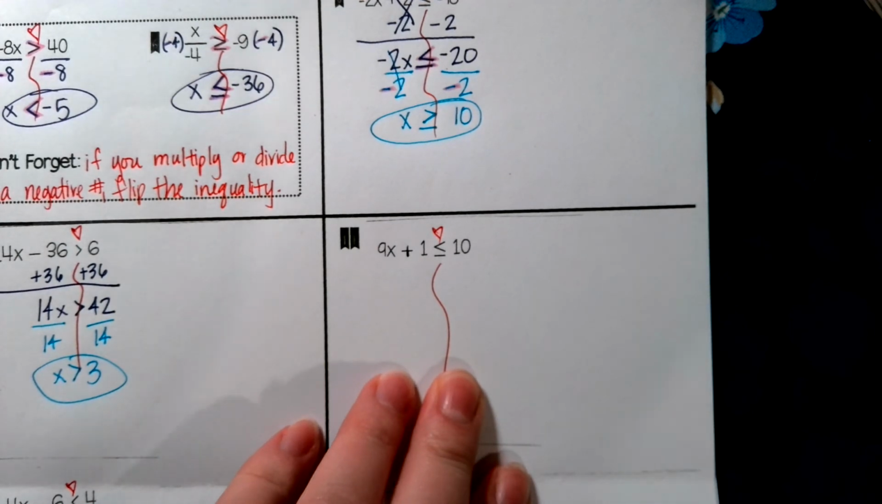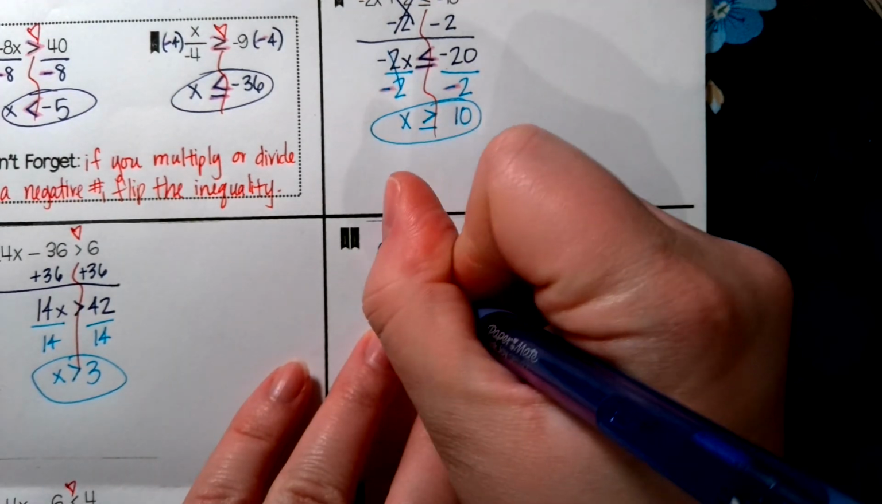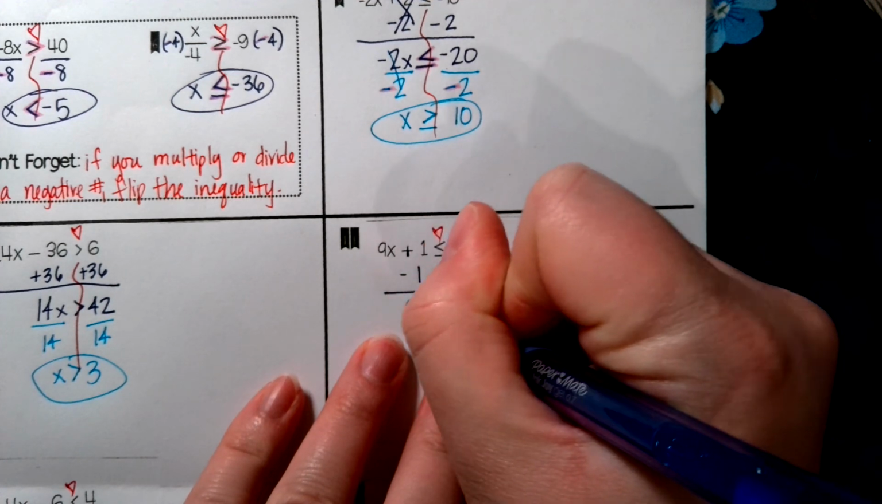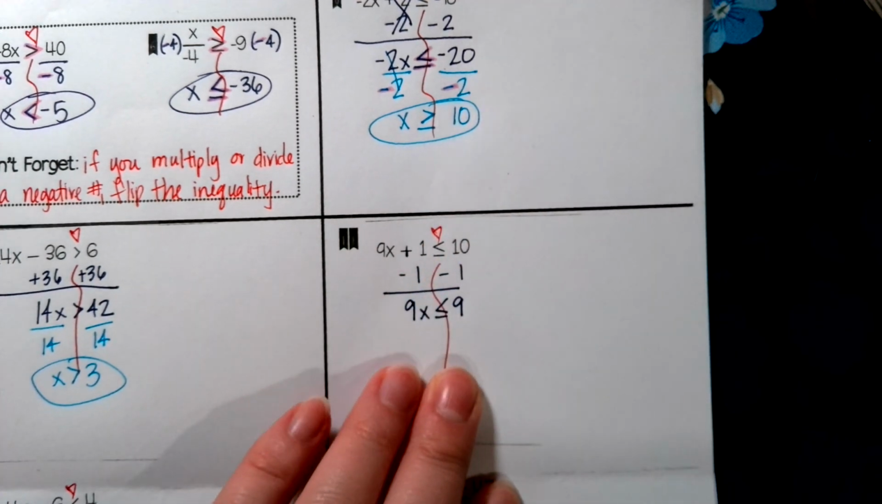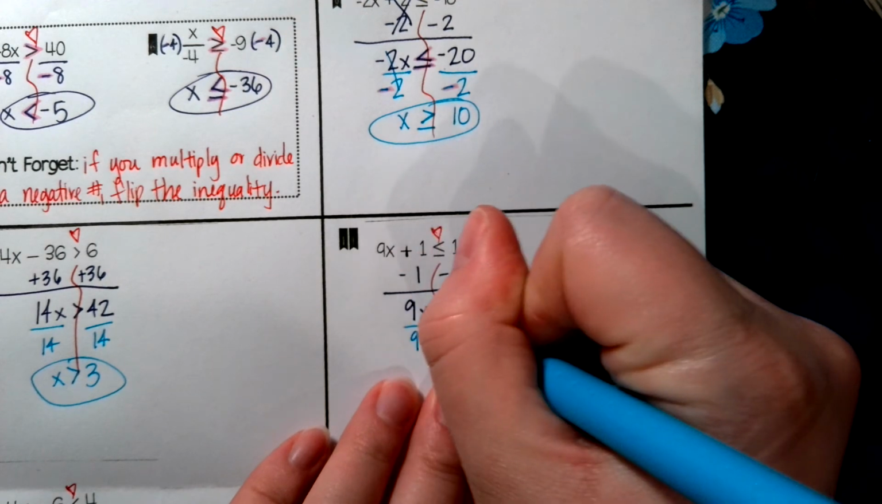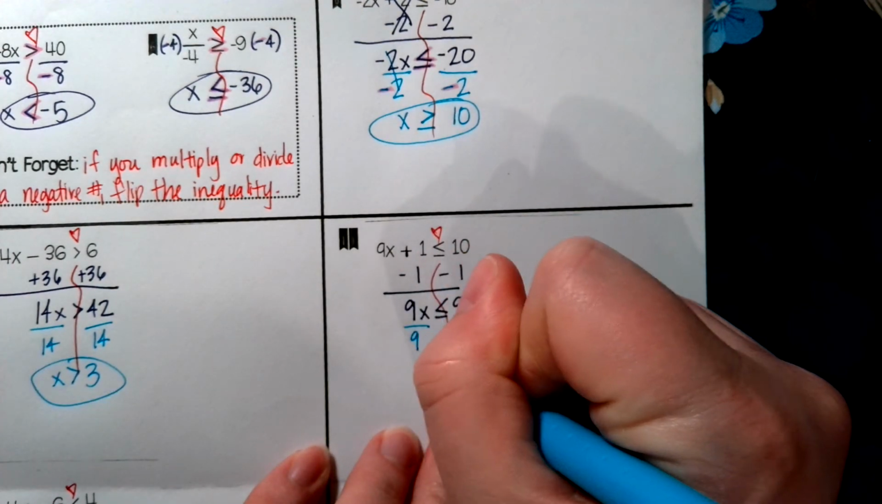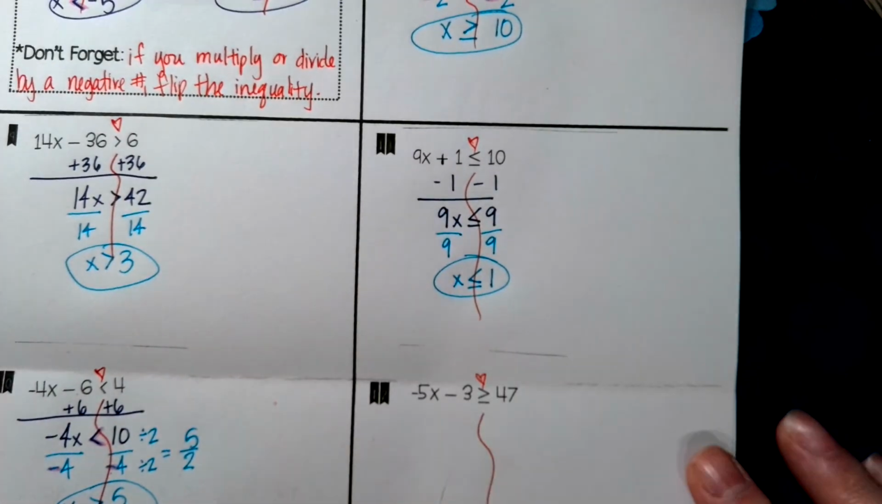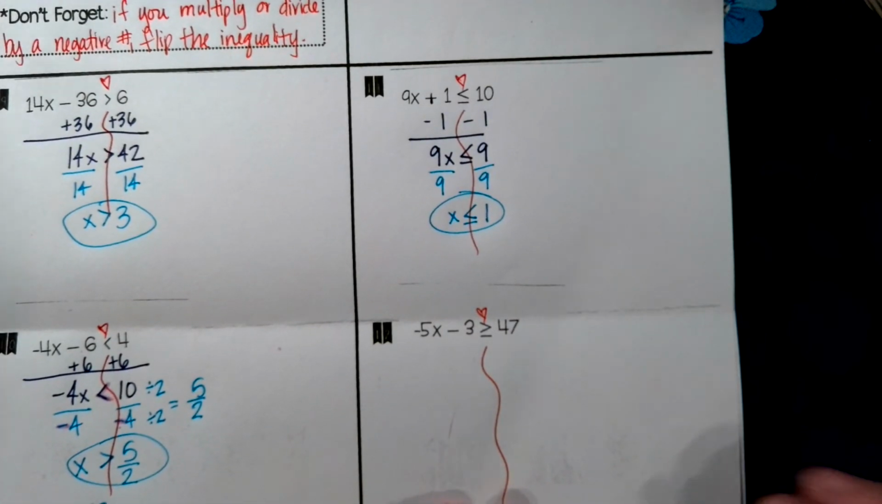Number 11, we have 9x plus 1 is less than or equal to 10. I subtract 1 from both sides. 9x is less than or equal to 9. Then divide both sides by 9. x is less than or equal to 1.